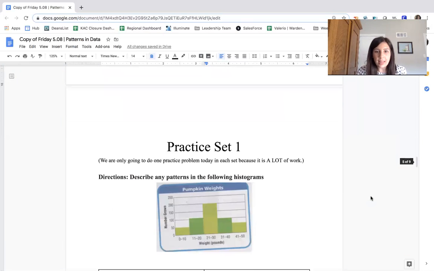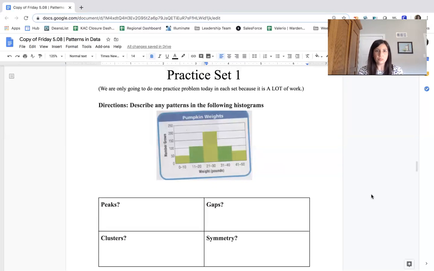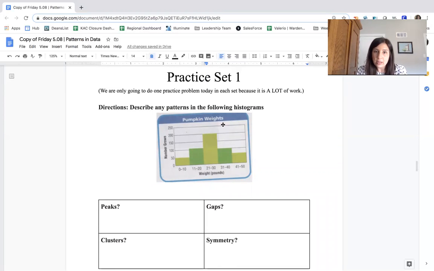Okay, let's look at practice set number 1. Describe any patterns you see in the following histograms. So this histogram is measuring different pumpkin weights. It looks like there's a lot of pumpkins grown. There's about 50 that weigh between 0 and 10 pounds, about 100 that weigh between 11 and 20 pounds, about 200 pumpkins that weigh between 21 and 30 pounds, about 100 pumpkins that weigh between 31 and 40 pounds, and about maybe 75-ish pumpkins that weigh between 41 and 50 pounds.